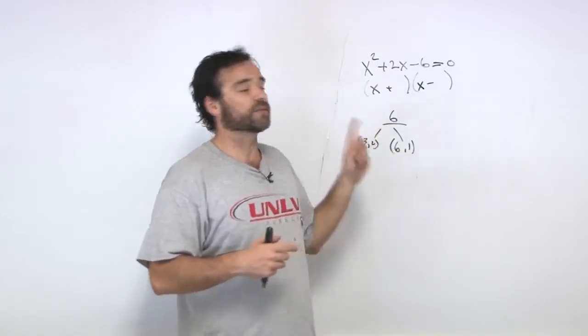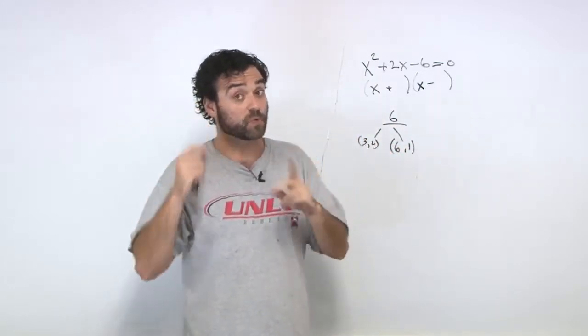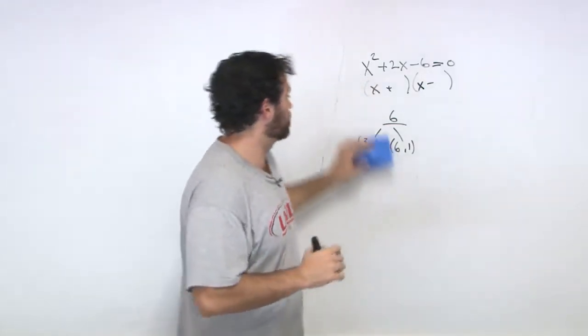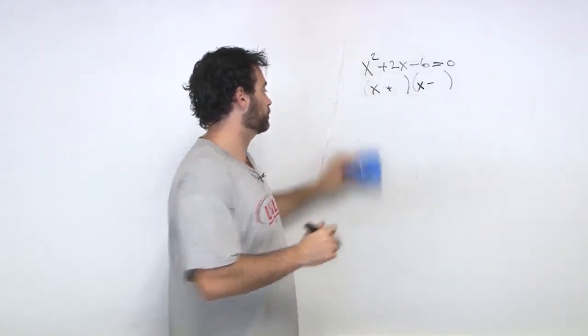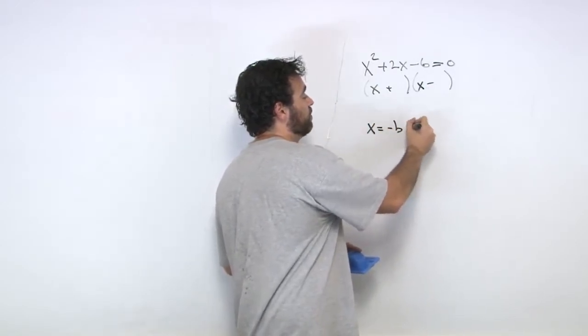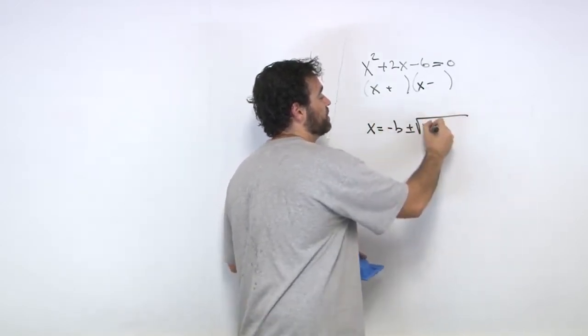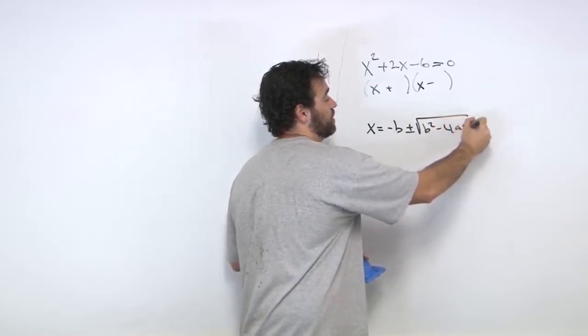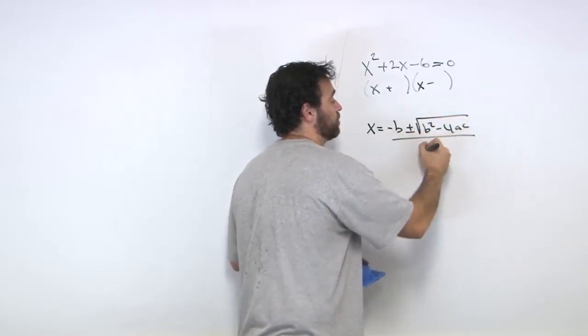The answer to this is going to be irrational, but there is a way to solve it, and we're going to bring in our friend the quadratic formula. And that says that x is equal to negative b plus or minus the square root of b squared minus 4ac, all over 2a.